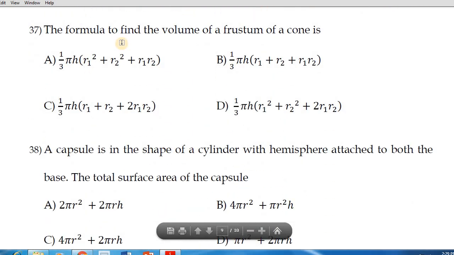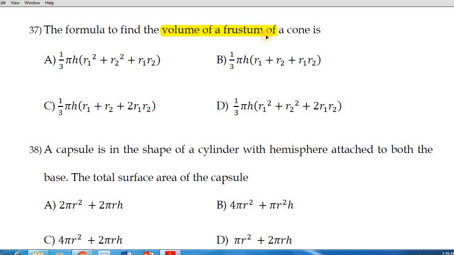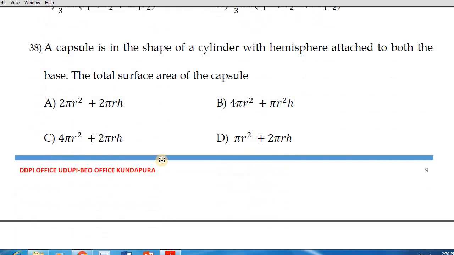Question number 37. The formula to find the volume of a frustum of a cone is. See, children, from this chapter definitely one problem will be there on the formula. So here the correct option is option A, 1 by 3 pi h into r1 square plus r2 square plus r1 into r2.